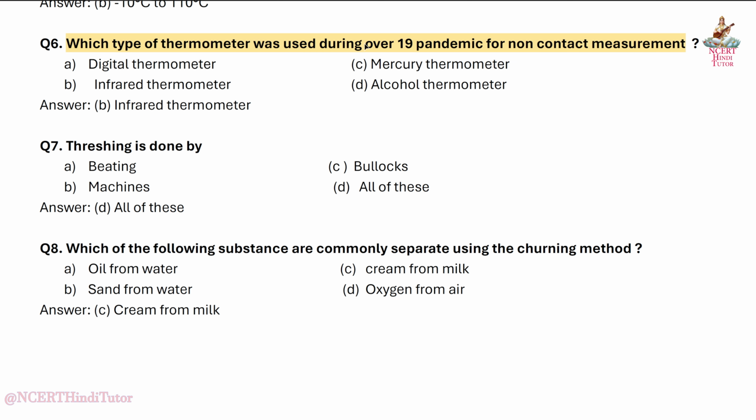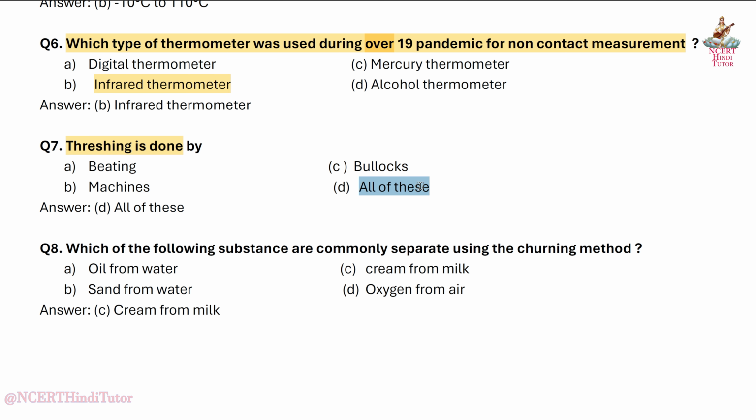So friends, there is a mistake. Over is wrong. Here should come COVID-19. So which type of thermometer was used during COVID-19 pandemic for non-contact measurement? Answer B, infrared thermometer. Question 7, threshing is done by.